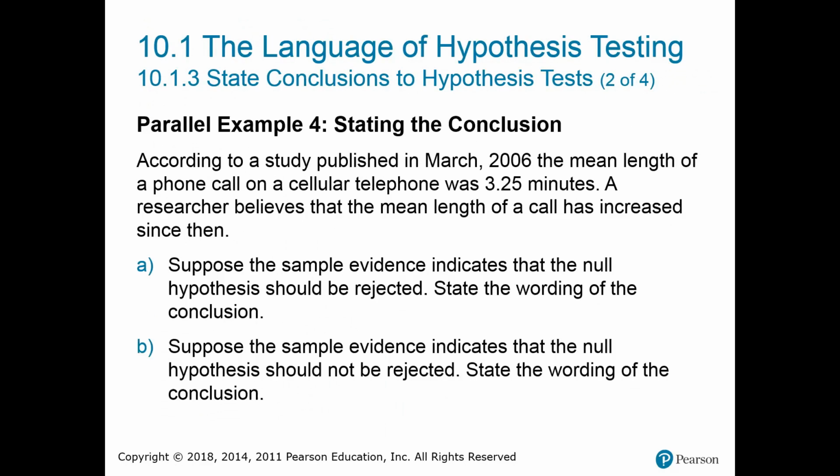According to a study in March 2006, and this goes back to the cellular telephone example, the mean phone call length is 3.25 minutes. A researcher believes that the call time has increased since then. A, suppose the sample evidence indicates that the null hypothesis should be rejected. State the wording of the conclusion. And B, suppose the sample evidence indicates the null hypothesis should not be rejected, and state the wording of that conclusion.